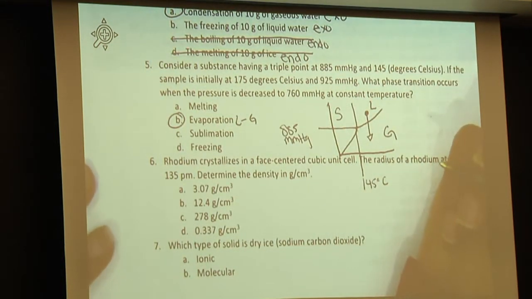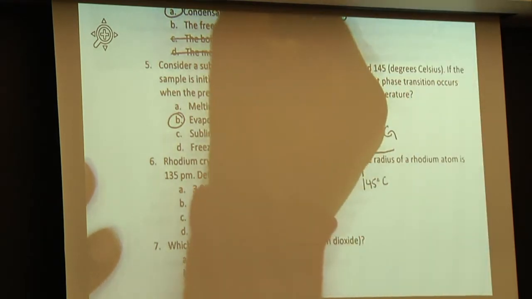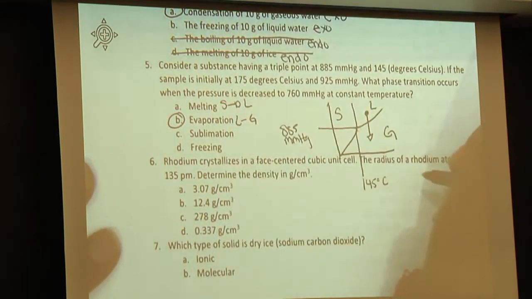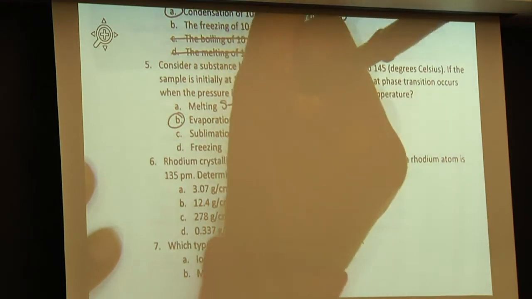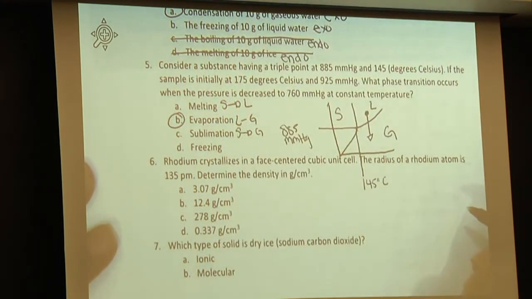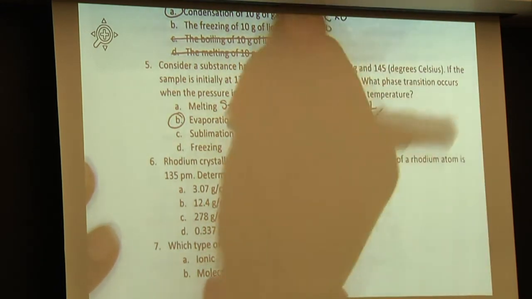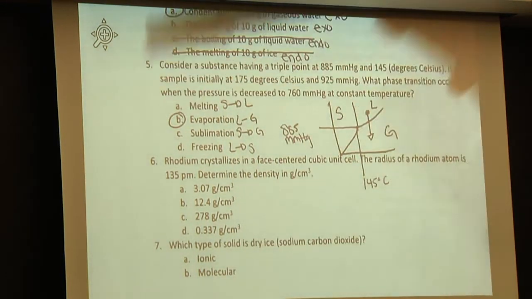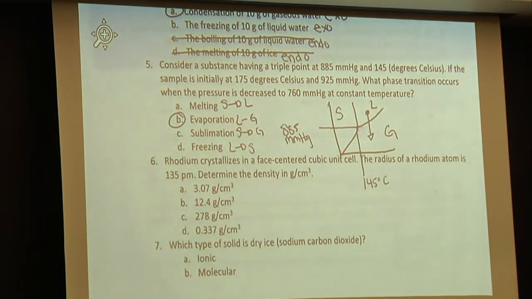Melting would be what? Solid to liquid. Sublimation? Solid to gas, and then freezing. Liquid to solid. So I don't know if it would help to do all of this first and then go look for the transition so you can do it quicker, but either way. All right, are there any questions regarding this one?